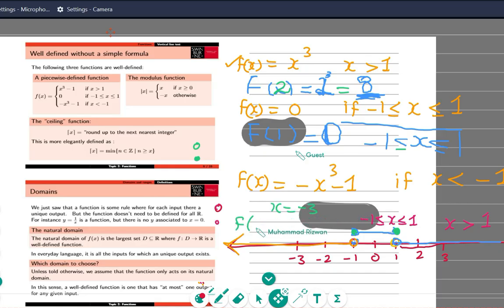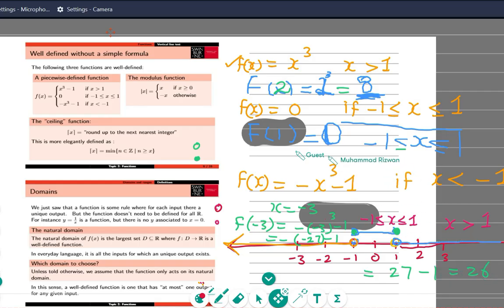a single value, clear? Minus 3: it is minus into minus 3 squared cube minus 1. Minus is outside. Minus 3 cube, what is the answer of minus 3 cube? The answer is minus 27. Minus minus will become positive 27, and minus 1 is 26.